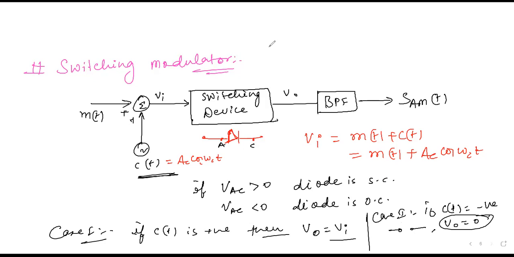So when CT is positive, then diode is forward biased, so V0 equal to VI. But if CT is negative, then V0 becomes 0. Okay. So what will happen actually to the output? Output is not the fixed output. Output will be varied from 0 to VI. So just write down, here output is not fixed.